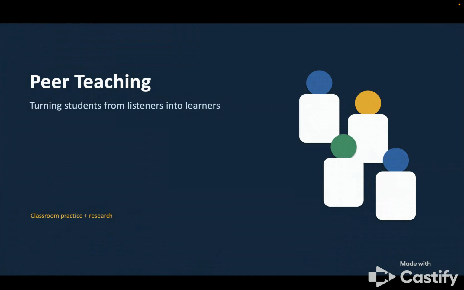Today I want to talk about a teaching strategy called peer teaching. The basic idea is simple. Instead of students always being the ones receiving information from the teacher, we give them opportunities to explain, question, coach, and teach one another. Now, this does not mean that the teacher steps out of the picture. The teacher is still responsible for planning the lesson, presenting accurate information, correcting misconceptions, and making sure learning actually takes place. The difference is that students become active participants in the learning process.